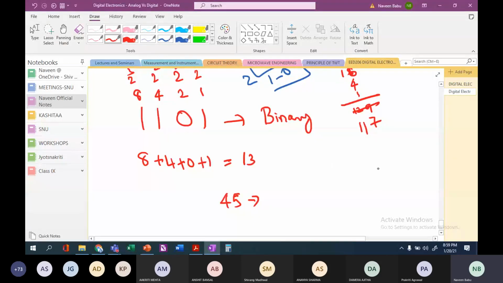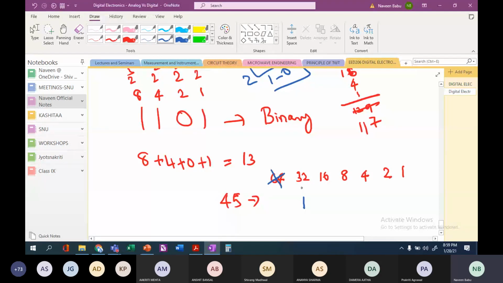What are the positional weights that are possible here? The possible weights are 1, 2, 4, 8, 16, 32. 64 is not possible, because 64 goes beyond 45. So only up to 32 is possible. The first priority is the highest value, which means 32, so I will put 1 here. Don't try the other combinations. So first I put 32.